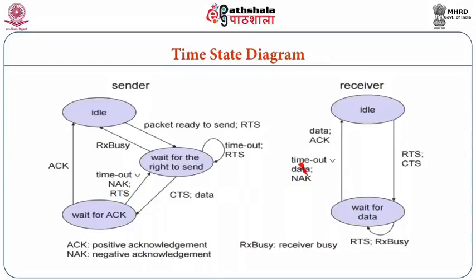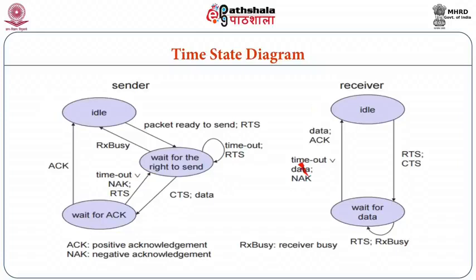So let us look at the time state diagram for the sender and receiver for this protocol. Now what is a time state diagram? A time state diagram is a diagram in which the entity can be in different states of functioning, and there are arrows or links which show what event has triggered the transition from one state to another state. So we will understand the time state diagrams both for the sender and the receiver.